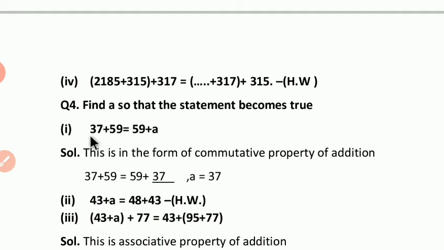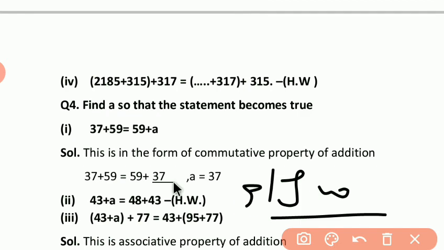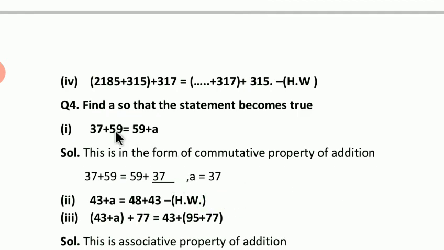The meaning of this equal sign is that if we add 37 plus 59, we will get 96. So on the right hand side, we should also get the answer 96. If we add 59 plus 37, then only we will get the answer 96. So in place of a, 37 will come. Then second one, 43 plus a is equal to 48 plus 43. This one you have to do by yourself as your homework, same as question number 1.